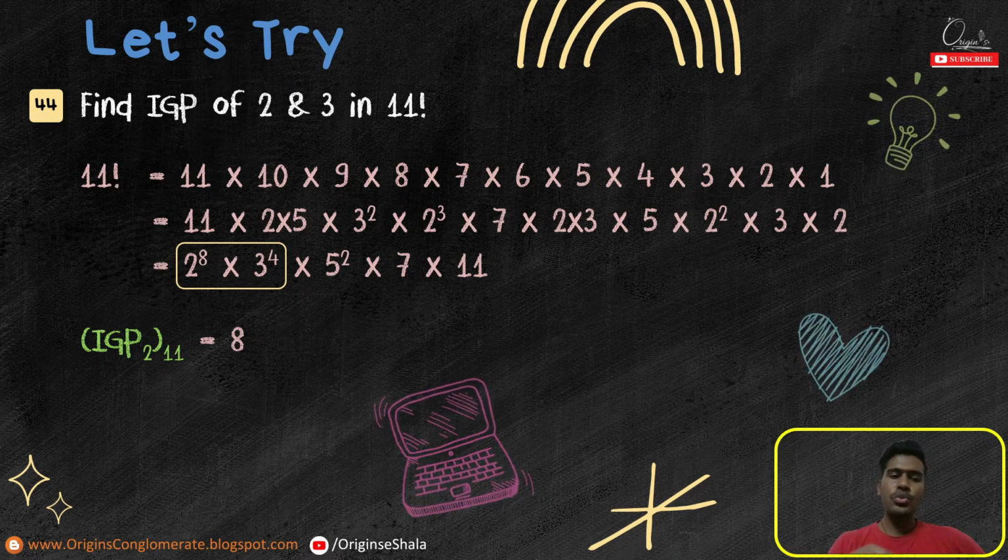It means IGP of 2 in 11. It's not a standard notation, just something I came up with to minimize my typing time, nothing more than that. And for a similar case, IGP of 3 inside 11 is 4.